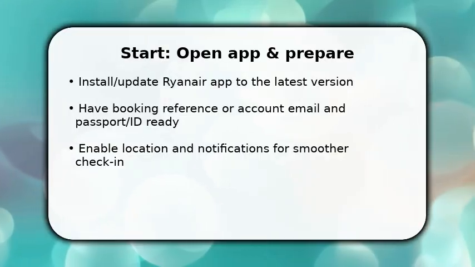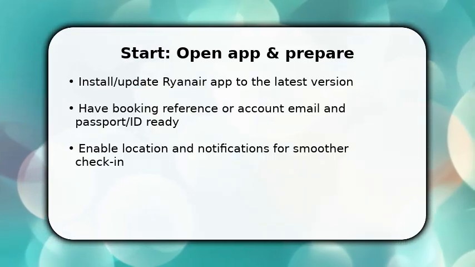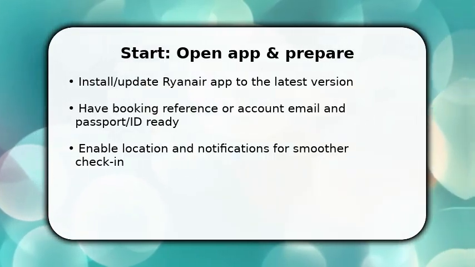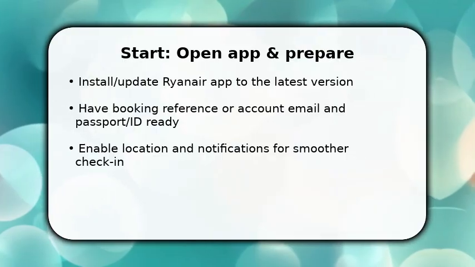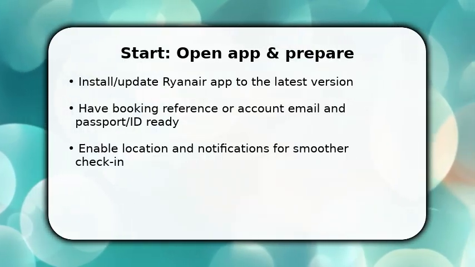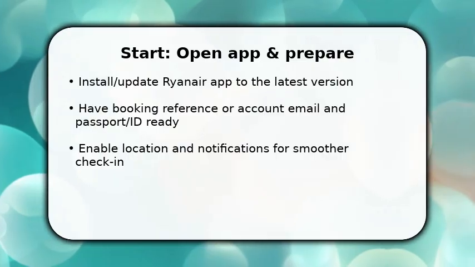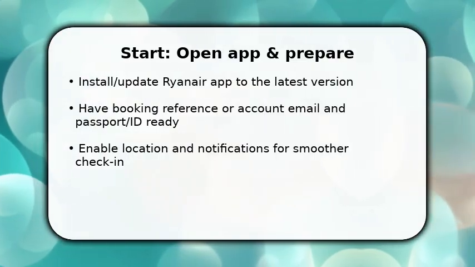You start by opening the Ryanair app and signing in. This makes your bookings available. Once signed in, tap Bookings and select the flight you want to check in. Make sure your passport or ID details are at hand because you will enter them now.